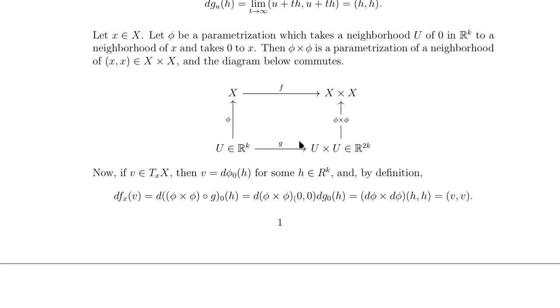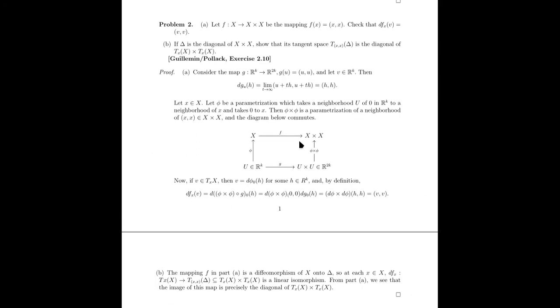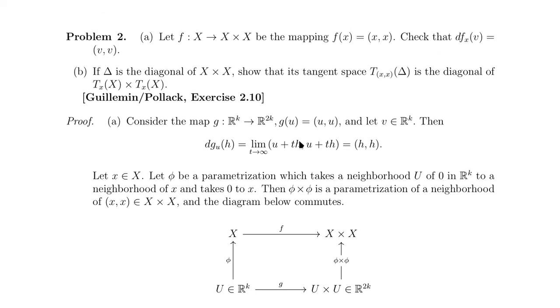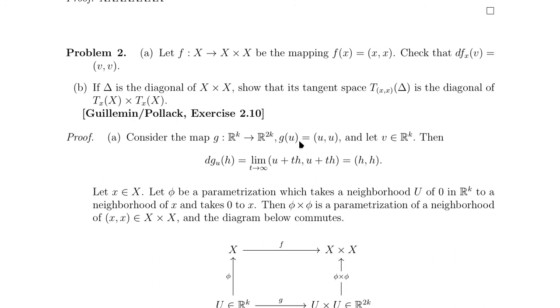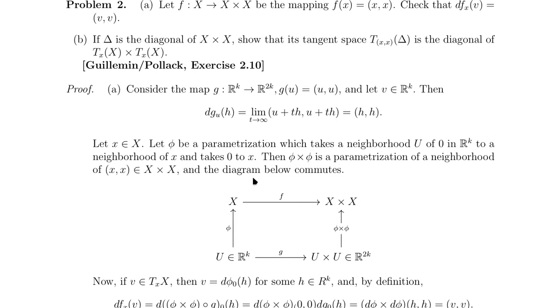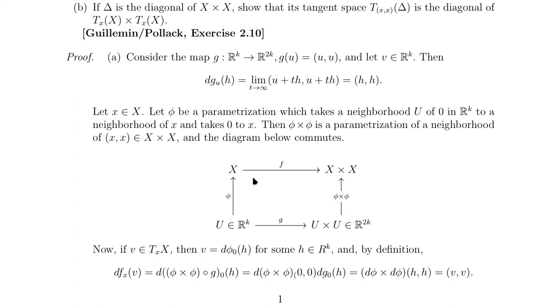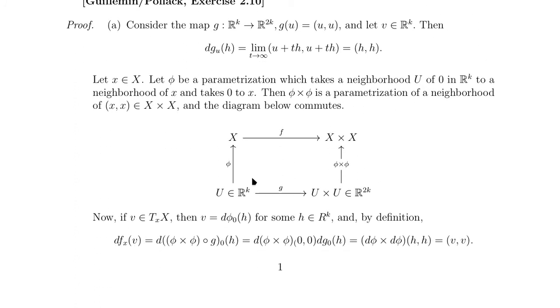There's a bad typo in number 2 in what I wrote. Early on, I have a limit, which should be the derivative at 0, not a limit. Is it dg_u of h? No, here on the right, it's the derivative at t equals 0 of g of that. So there's a bunch of typos. So it should say, dg_u of h is the derivative at t equals 0 of what I have written there.